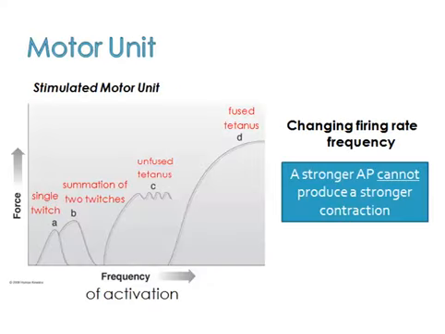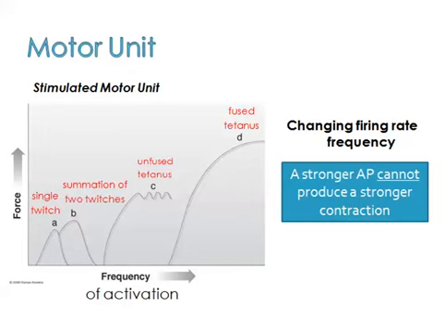So this figure shows us a sample of 4 different types of stimulation. We have curve A, which is a single twitch. We have curve B, a summation of twitches, and C, unfused tetanus, which is similar to the figures that we saw for the 3 motor unit types before. And then we have D, something called fused tetanus.